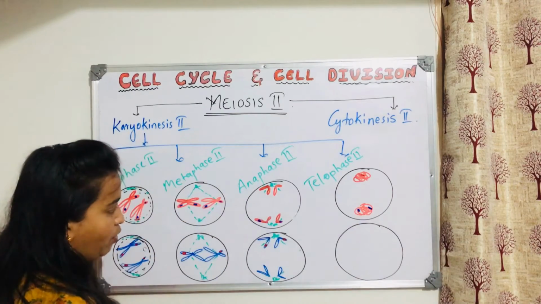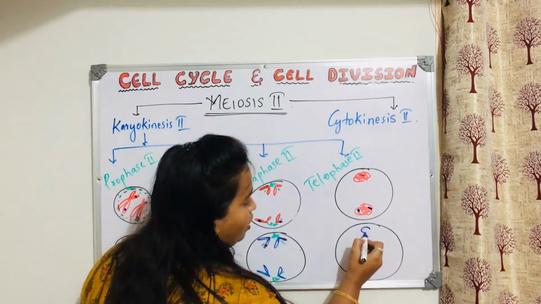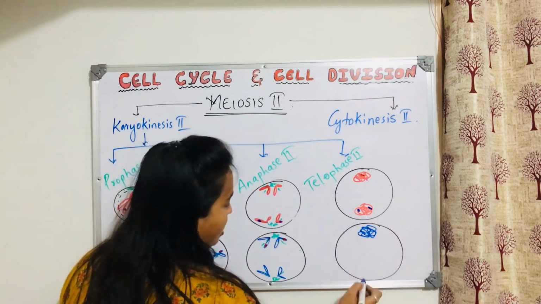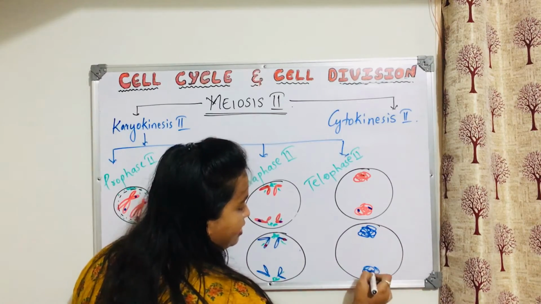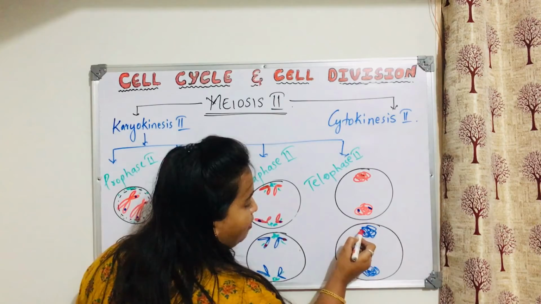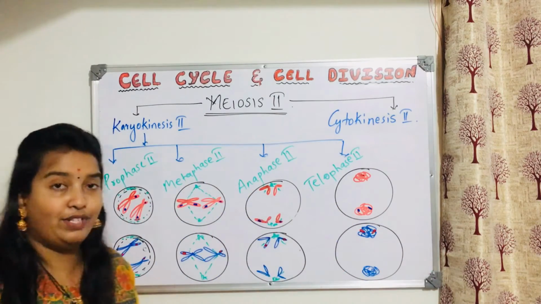Okay. Now what about this again? In this cell also this becomes loose like this, decondensed. But what you need to show is that the segment exchange is somewhere here, somewhere in that. So this is telophase 2.